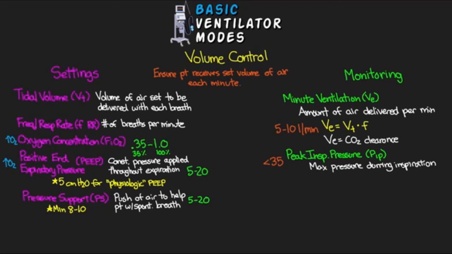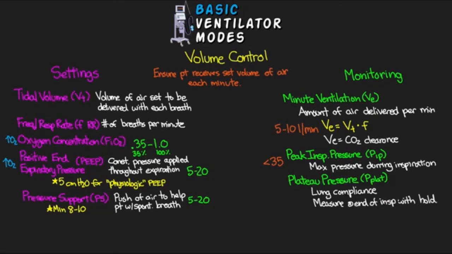Now, the last setting and the last pressure that I want to talk about here is something that we call our plateau pressure. This one's abbreviated P-plat. When we talk about pressures in volume control, the plateau pressure is probably one of our most important ones to keep an eye on, because this one's going to be an indication of our lung compliance. We measure this one at the end of inspiration with an inspiratory hold or pause maneuver.